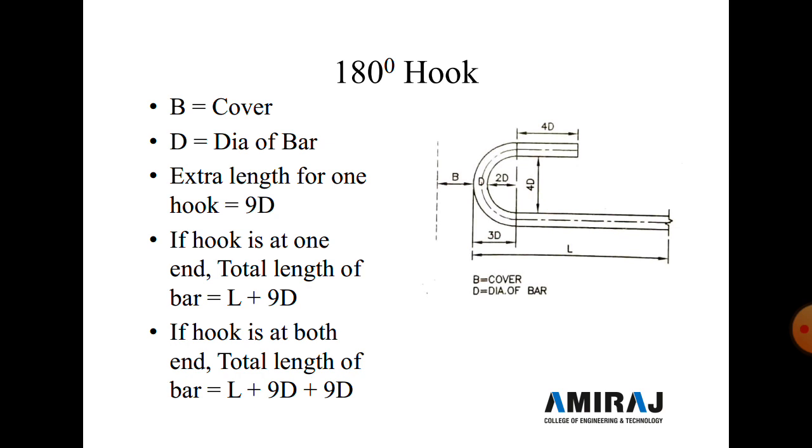Now the second type: a 180-degree hook is provided at one end or both ends of the bar. Here we add an extra length of 9d for one hook, where d is the diameter of the bar. If the hook is provided at both ends, we add 9d two times as extra length. In this figure only a single hook is seen, but the same hook is provided at the other end, so we add 9d two times. So the total length of the bar with hooks at both ends is L plus 9d plus 9d.